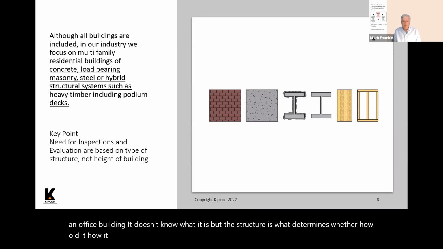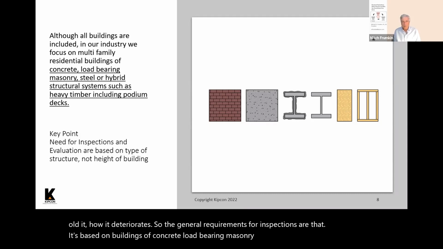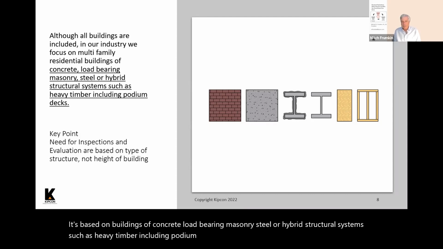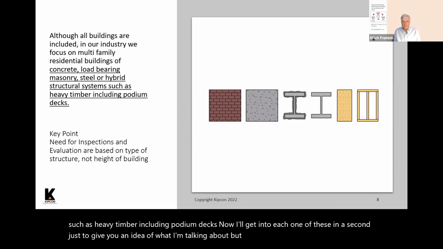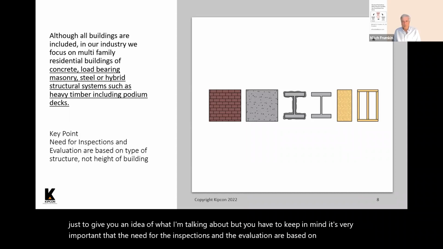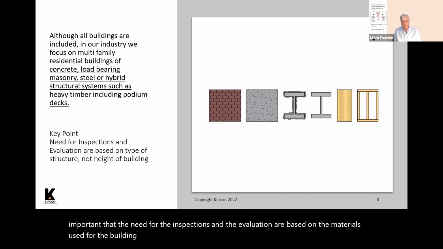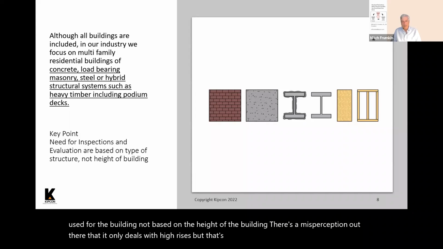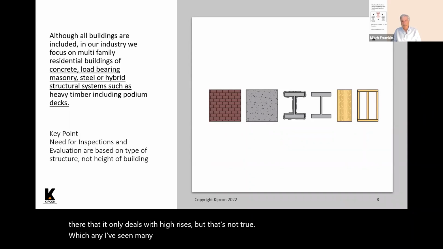So the general requirements for inspections are that it's based on buildings of concrete, load-bearing masonry, steel, or hybrid structural systems such as heavy timber, including podium decks. Now, I'll get into each one of these in a second just to give you an idea what I'm talking about, but you have to keep in mind, it's very important, that the need for the inspections and the evaluation are based on the materials used for the building, not based on the height of the building. There's a misperception out there that it only deals with high rises, but that's not true. I've seen many buildings made out of these materials that are not high rises.